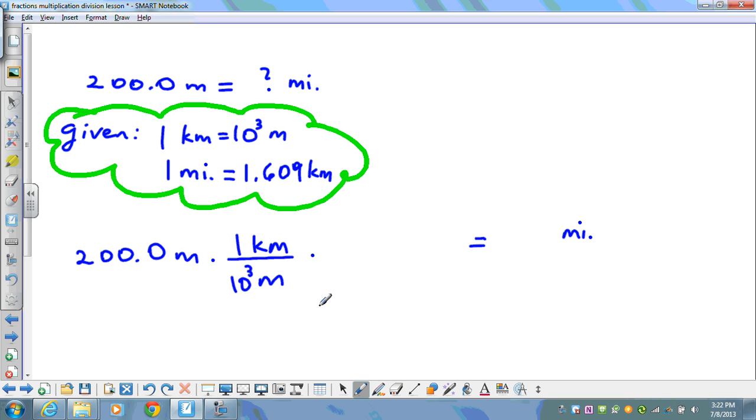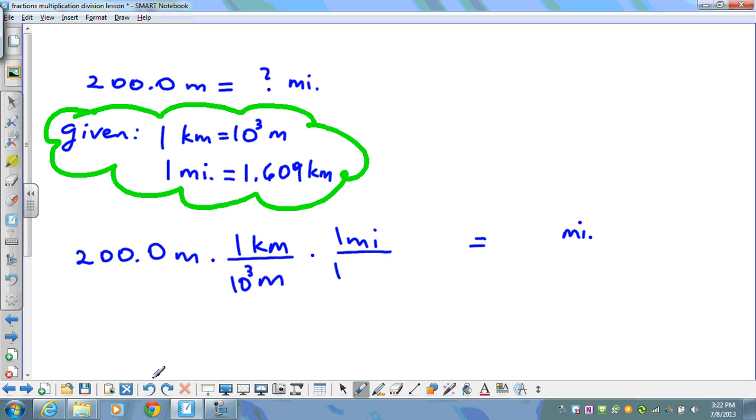Okay, so you think about this right now. Since we know 1 mile equals 1.609 kilometers, how would you write your conversion factor here, remembering that we want to end up with miles as our units? So clearly the miles should be in the numerator, right? So we have 1 mile. We're going to put that in the numerator. And that's equivalent to 1.609 kilometers.